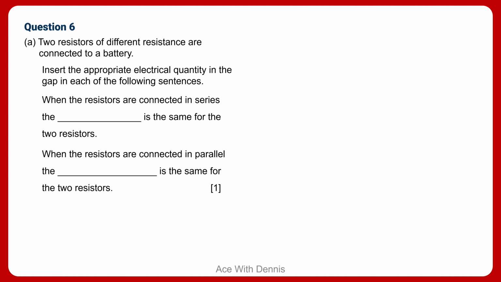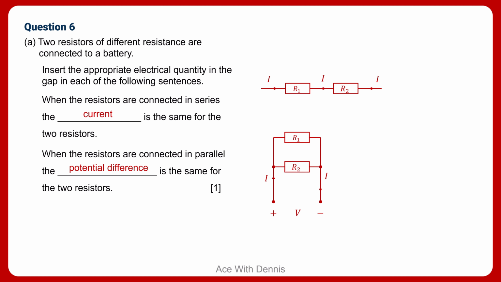1 mark. Okay, so we need to fill in the blank. So the answer for the first blank is the current is the same for the 2 resistors when the resistors are connected in series. For the second blank, the potential difference is the same for the 2 resistors when the resistors are connected in parallel.